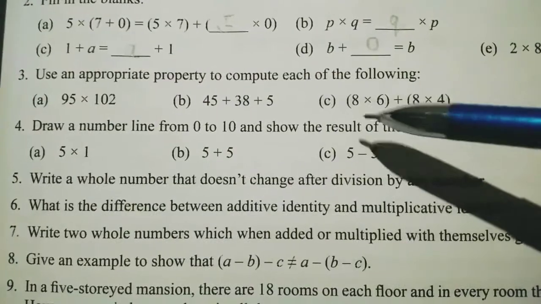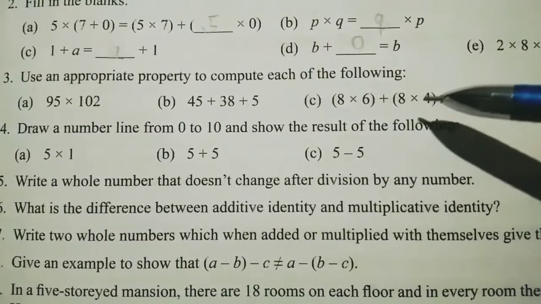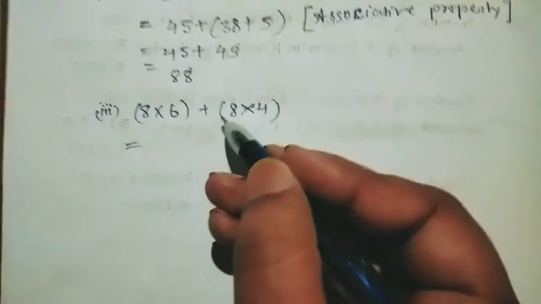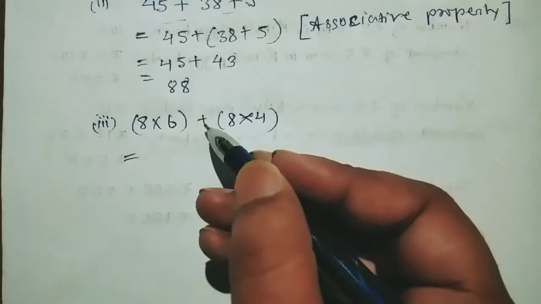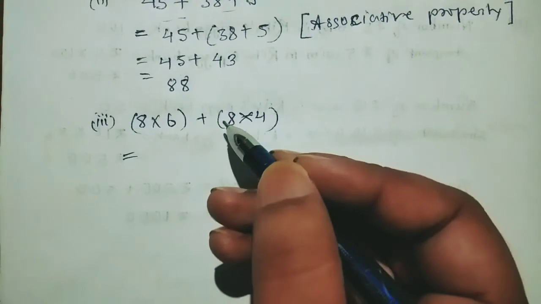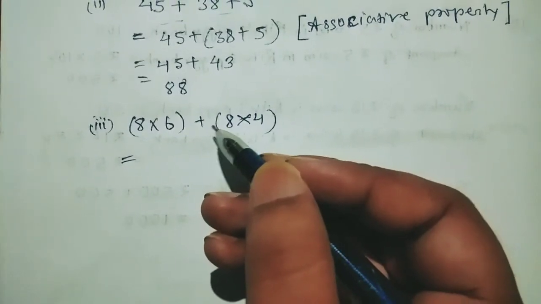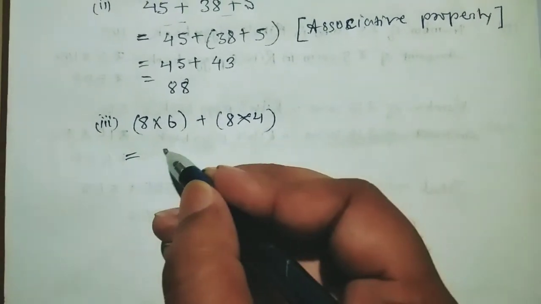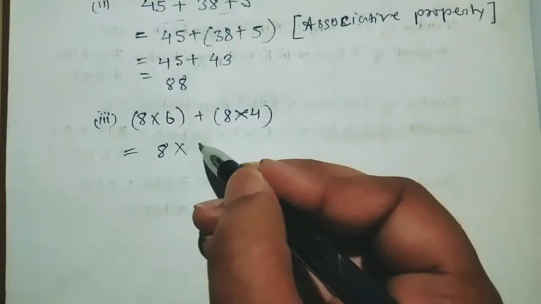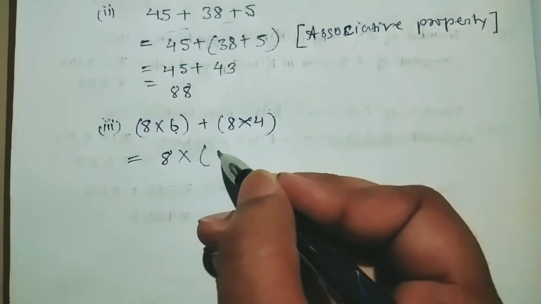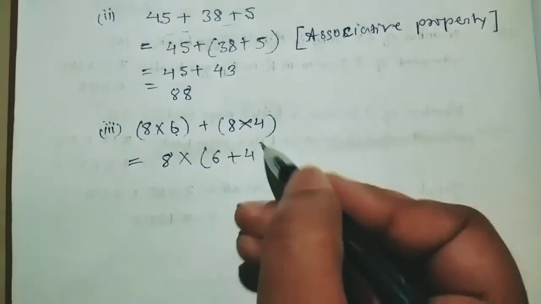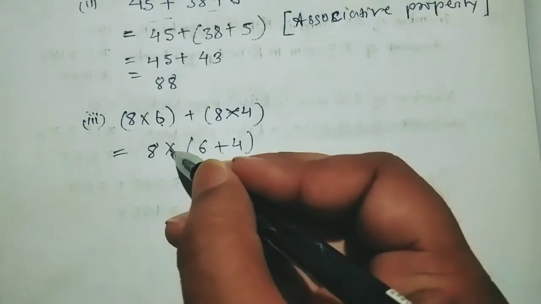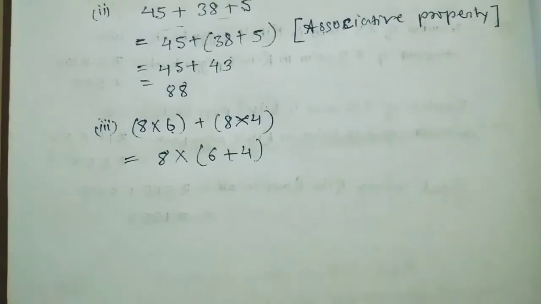Okay, now students, this is C, number 8 into 6 plus 8 into 4. In this question you can see 8 into 6 plus 8 into 4. That means plus is there and multiplication is there. So which property? Think about it. It is the distributive property, because here 8 and 8 are common again. So we can take out the 8 as common, then give into, then 6 and 4 will be added. 6 plus 4. So this is the distributive property of multiplication over addition. So we'll write the reason here.